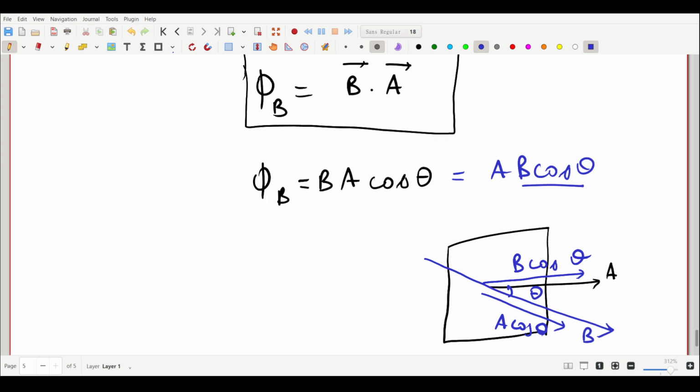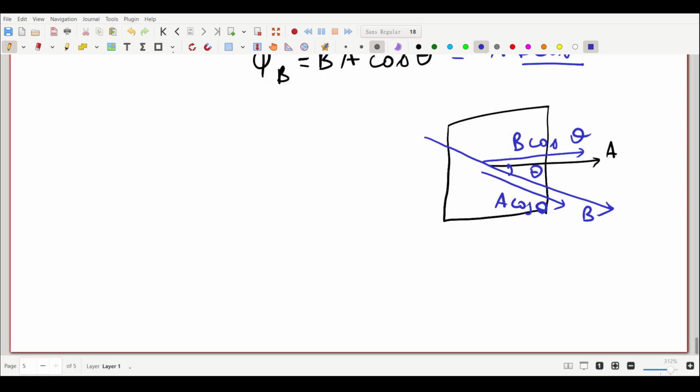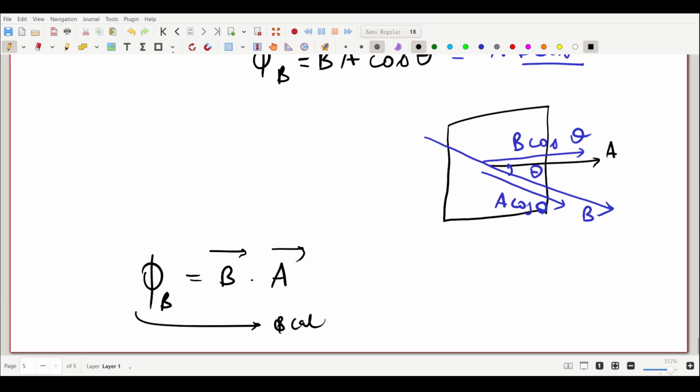So we got the formula finally here, that flux of magnetic field equals the dot product of B vector and A vector, which is BA cos theta. You can write either way, AB cos theta or BA cos theta. And the dot product of two vectors gives us a scalar. This is why flux is a scalar quantity.